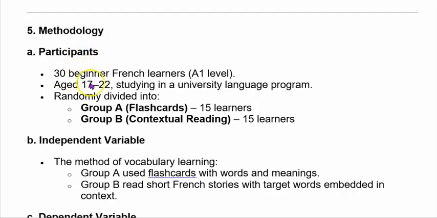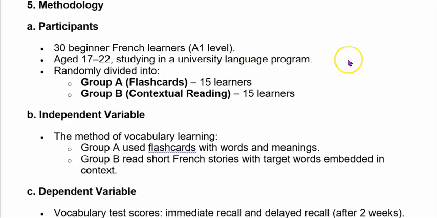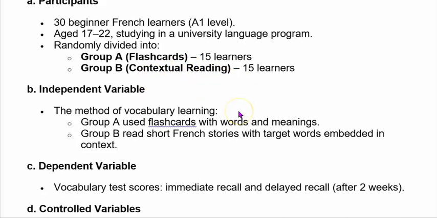Participants: 30 beginner French learners are taken, A1 level. They are between 17 and 22 years, studying in a university language program. Randomly divided into Group A, the flashcards group, and Group B, the contextual reading group. 15 learners in flashcards, 15 learners in contextual reading.